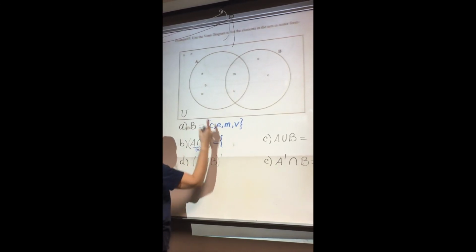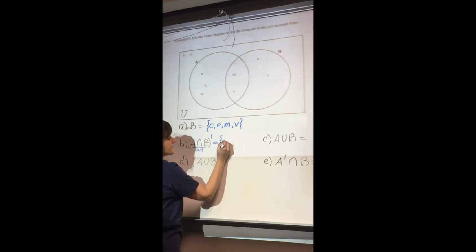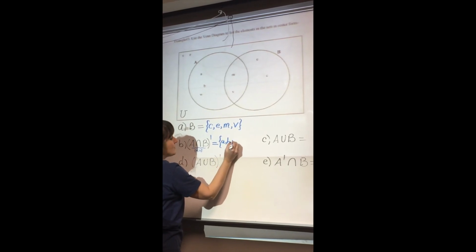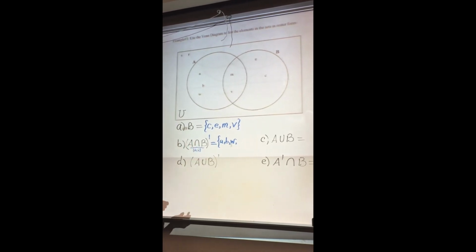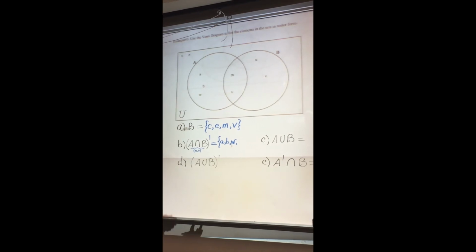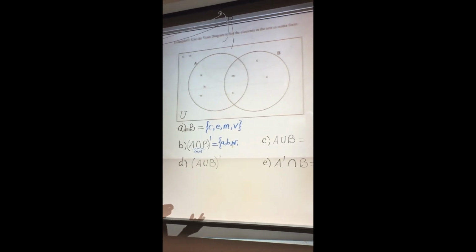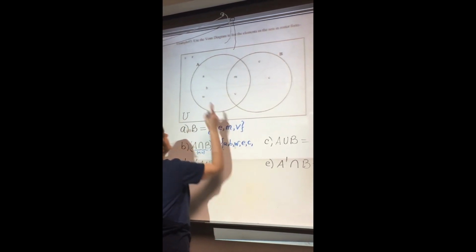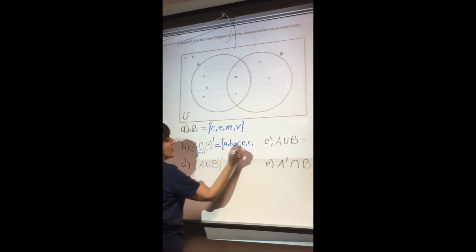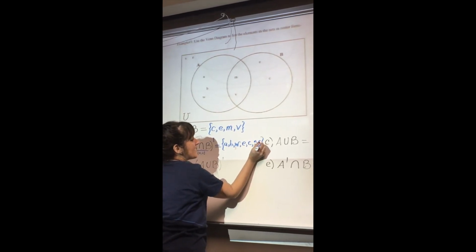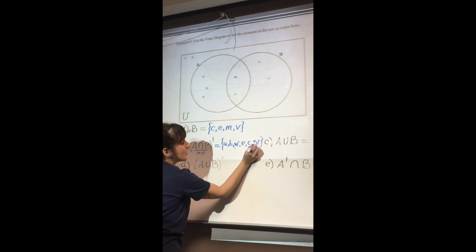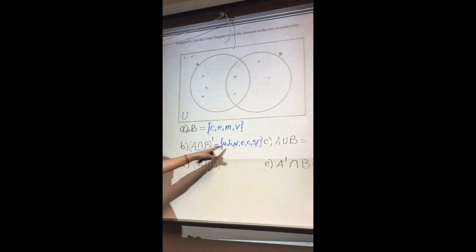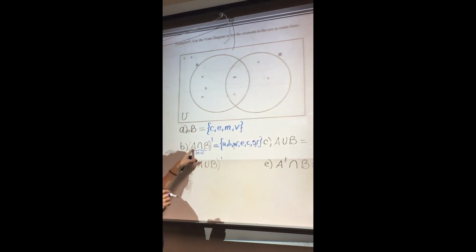So we go in here and start: A, B, W. The order really doesn't matter. When it's numbers, I like to put them in ascending order, but it's not required. I just like to do it. Then we have E, C, and then we have S, R. And that's it. So those are the elements that are not in A intersection B.